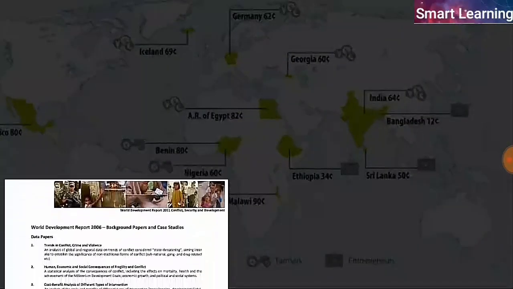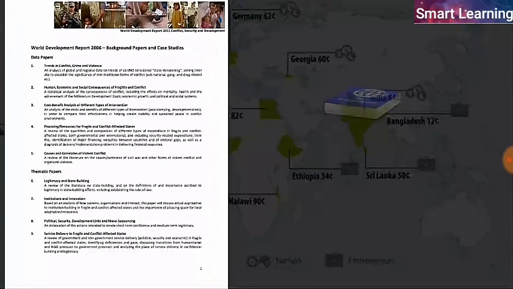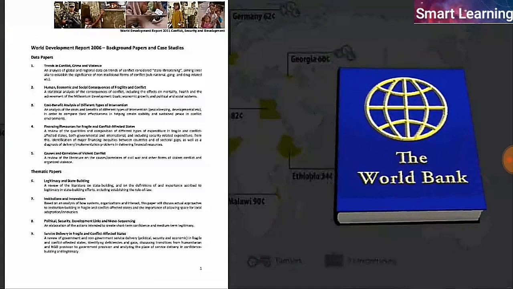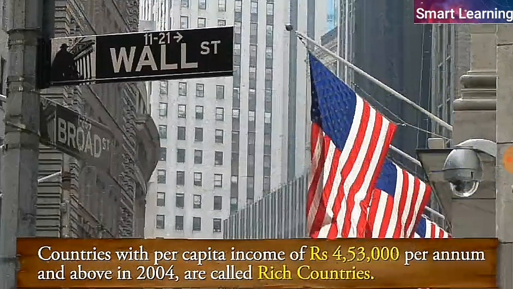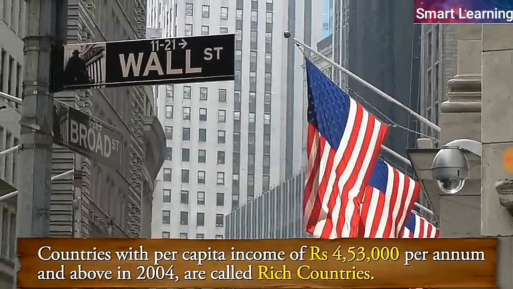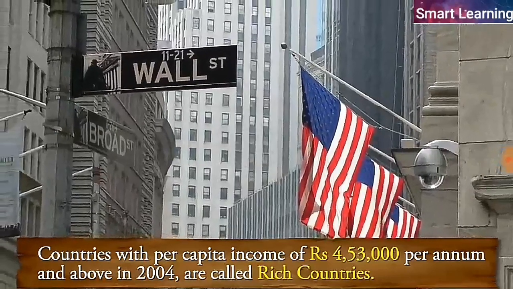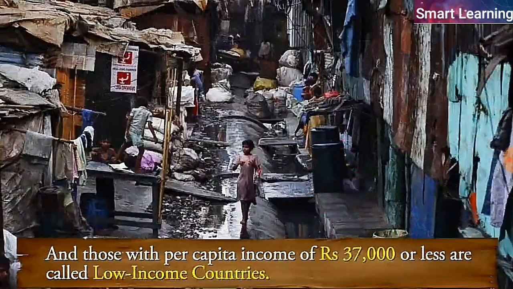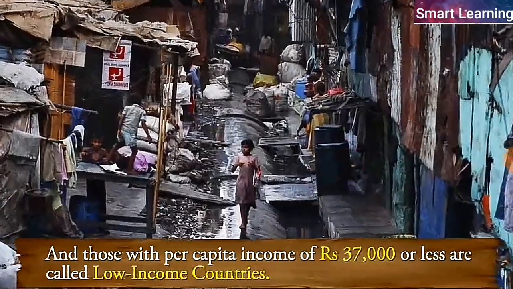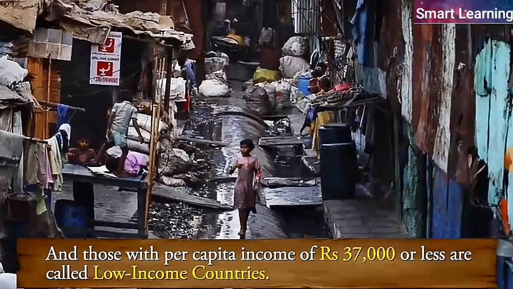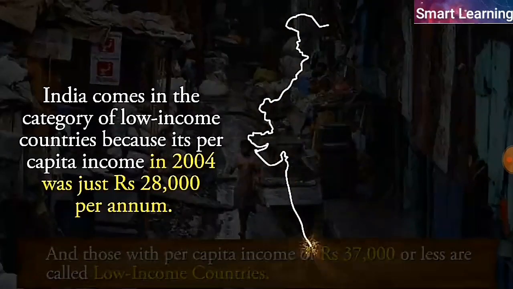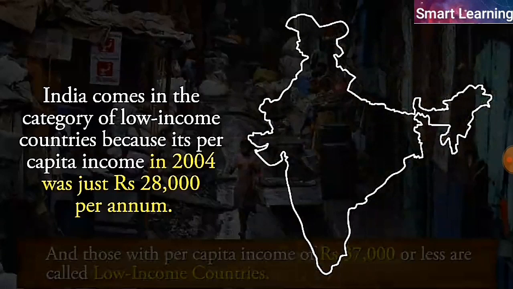In the World Development Report 2006, brought out by the World Bank, this criteria is used in classifying countries. Countries with per capita income of Rs 4,53,000 per annum and above in 2004 are called rich countries. And those with per capita income of Rs 37,000 or less are called low-income countries. India comes in the category of low-income countries because its per capita income in 2004 was just Rs 28,000 per annum.